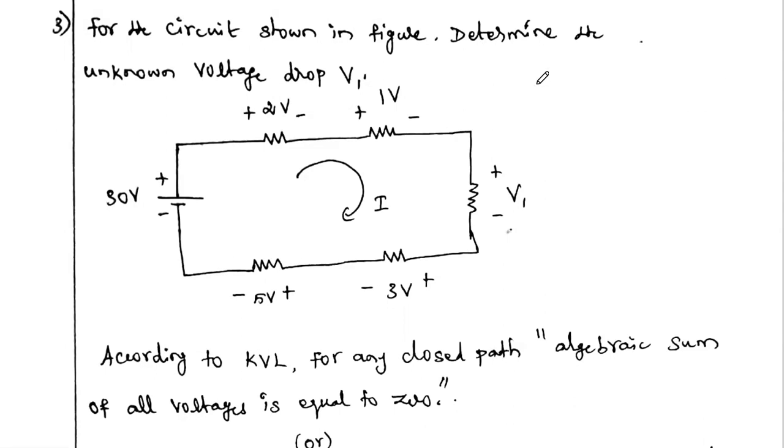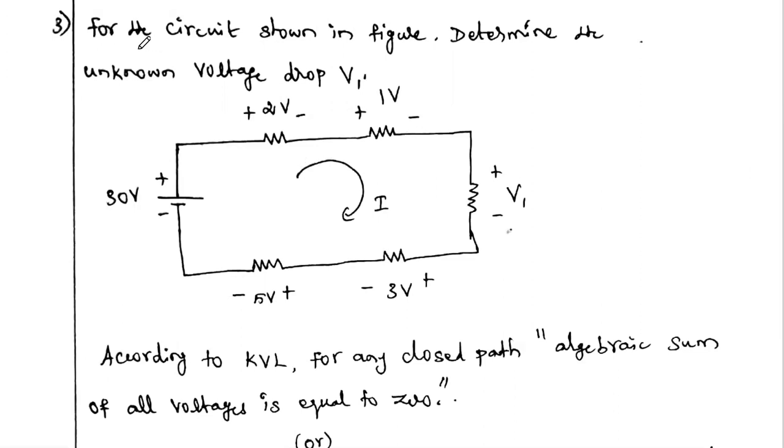According to Kirchhoff's voltage law, for any closed circuit or any closed path, the algebraic sum of all voltages is 0. Or we can state Kirchhoff's voltage law in a different manner: for any closed path, the sum of voltage drops equals the sum of voltage rises. So using KVL, we are going to solve the problem.